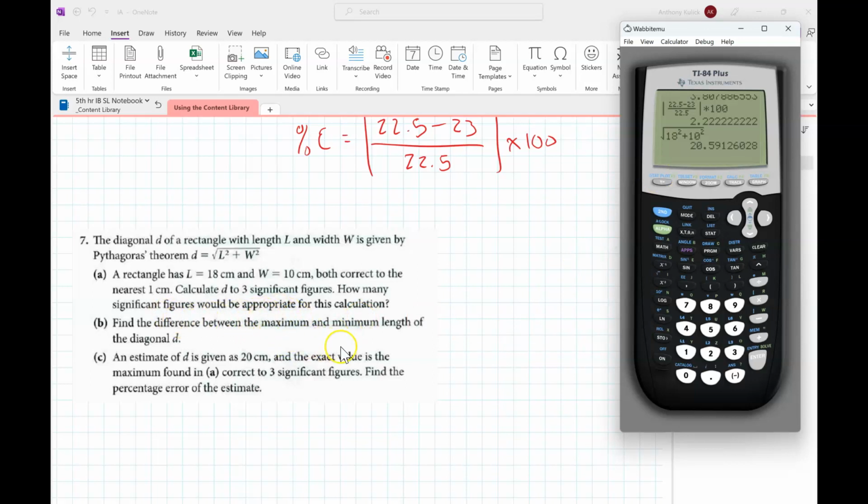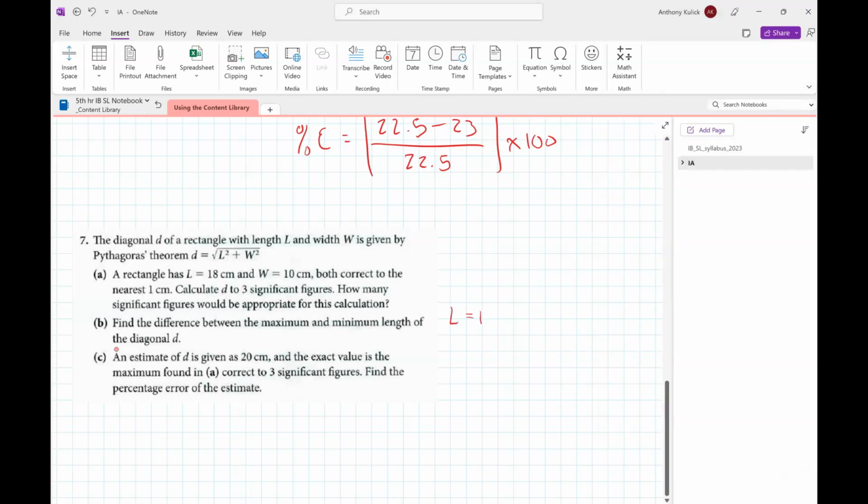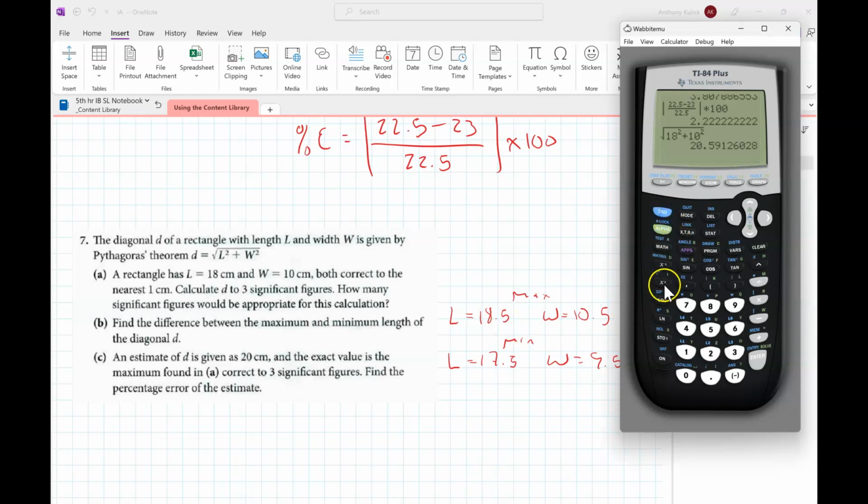Find the difference between the maximum and minimum lengths of the diagonal D. So here, the maximum L would have been 18.5, and W could have been at most 10.5. And the minimum that the length could have been would have been 17.5, and the width 9.5. So go ahead and calculate D for each of those, and then compare how much different they are. I'll just do that on my calculator.